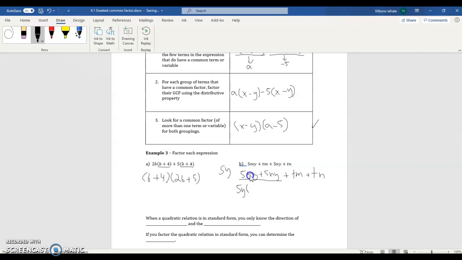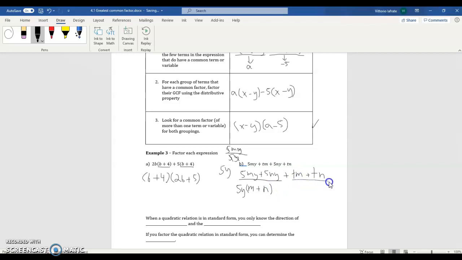If I take 5y out from 5my, that would be like this, just to show you the work. 5my divided by 5y. 5 cancels out. The y cancels out. We're left with m. Plus 5ny divided by 5y. That would just be n.